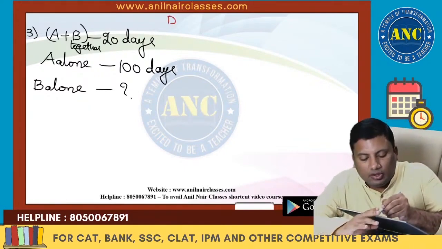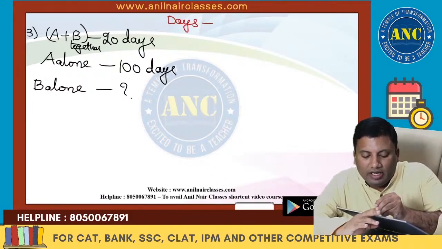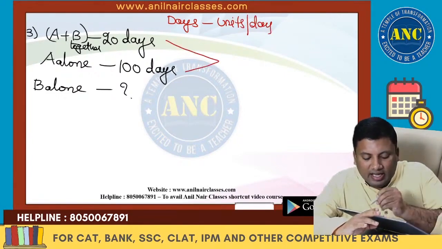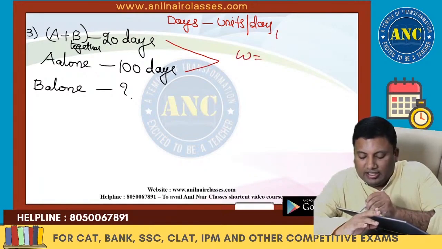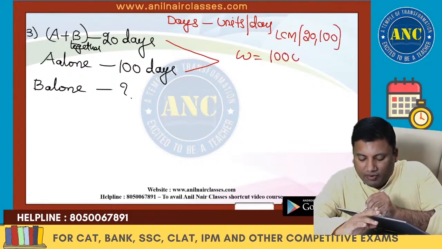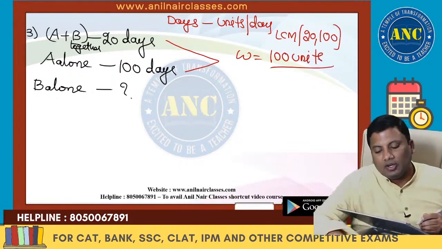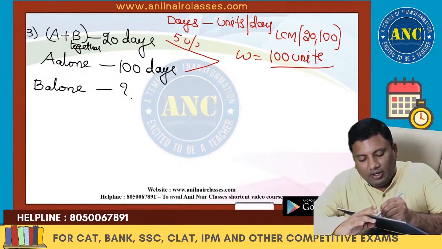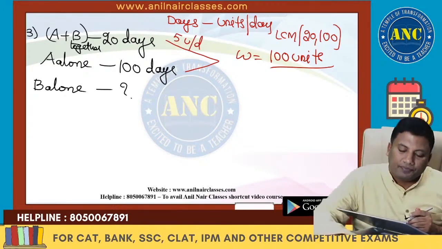Convert every problem's days into units per day. So 20 days, 100 days. Work is LCM of 20 and 100. So answer is 100 units. If I take work as 100 units, 20 days 100 units, both of them together will do 5 units per day.